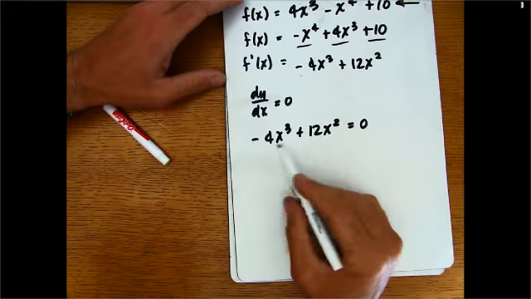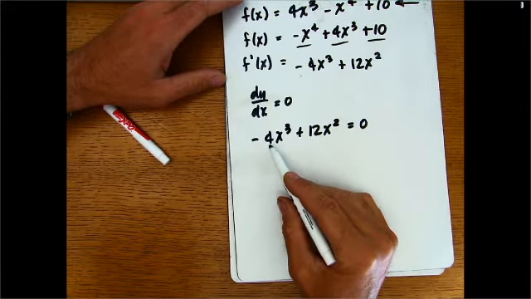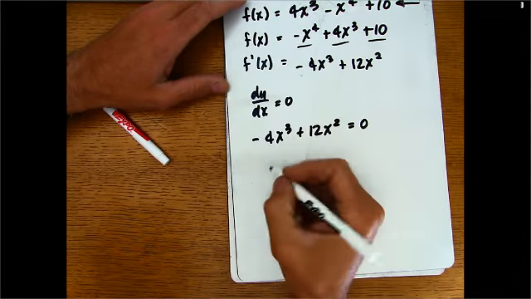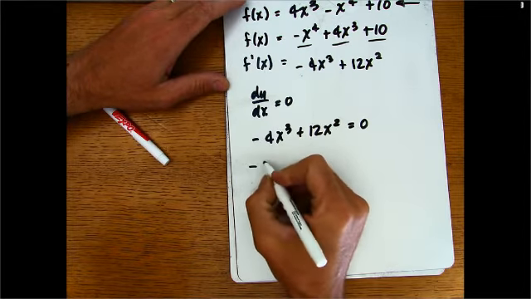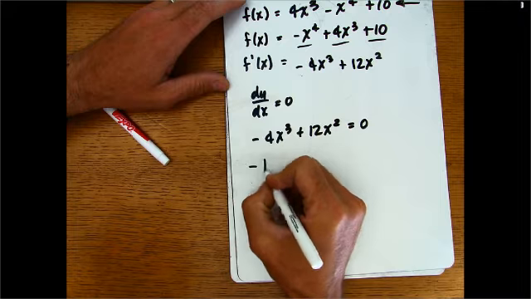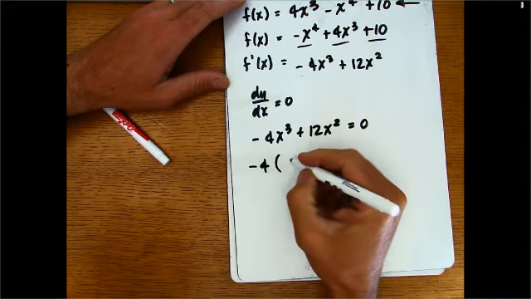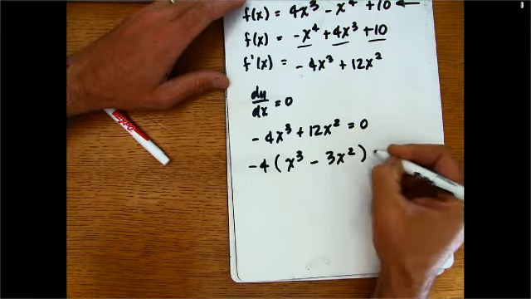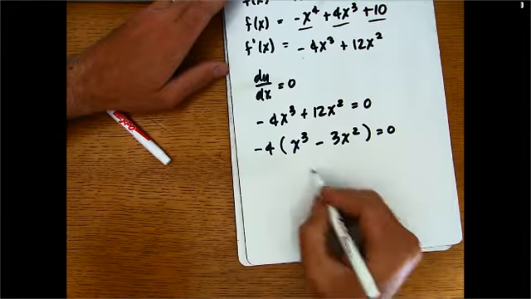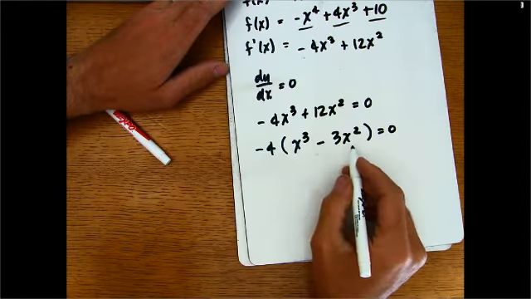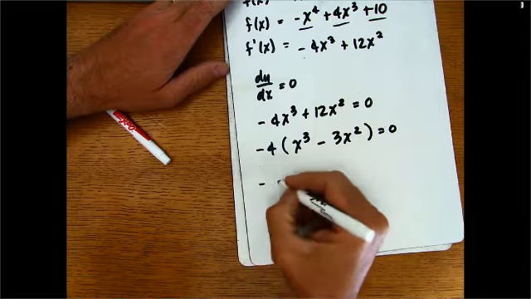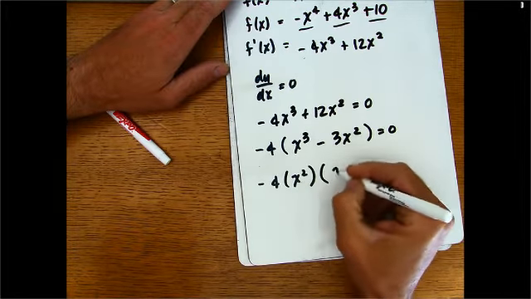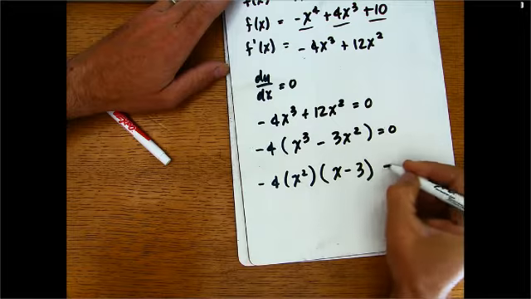Well, one thing I can see right away is that there is a 4 that I can take out in front. Why don't I take the negative 4 out in front? Then we'd have x to the third minus 3x squared equals 0. And then I notice that there is an x squared term common to both terms in this binomial. So it'll be negative 4 times x squared times x minus 3 equals 0.